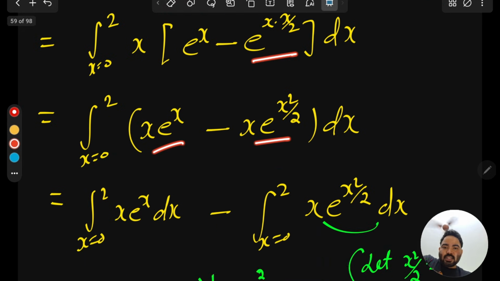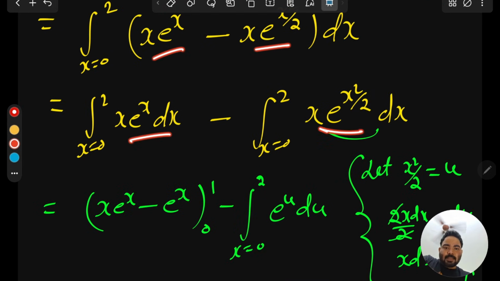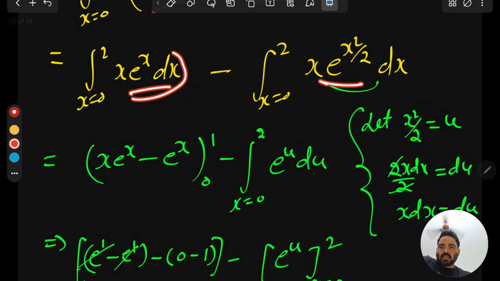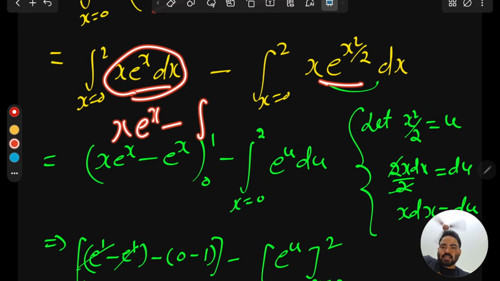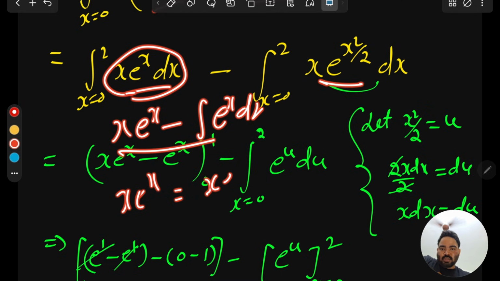Now you can easily integrate these two terms separately, and either way will give you the result. First the integration of e to the power x, and after that x differentiation, e to the power x integration, and again e to the power x integration. So you can remember the integration of x e to the power x is x e to the power x minus e to the power x. This is the direct integration of x e to the power x.